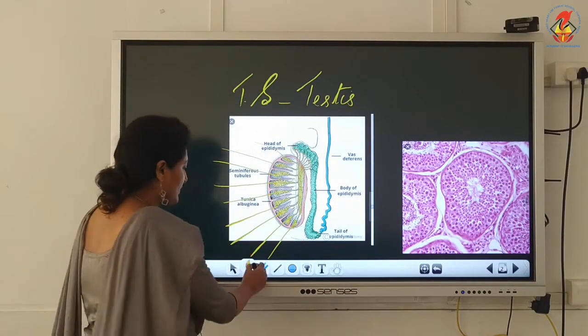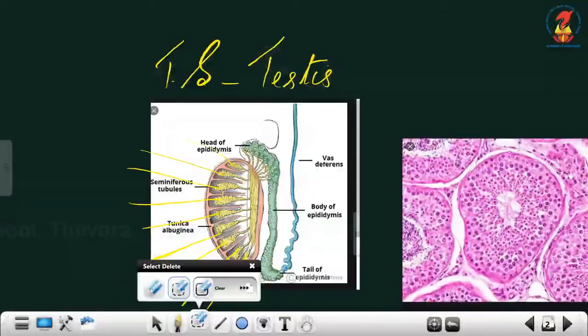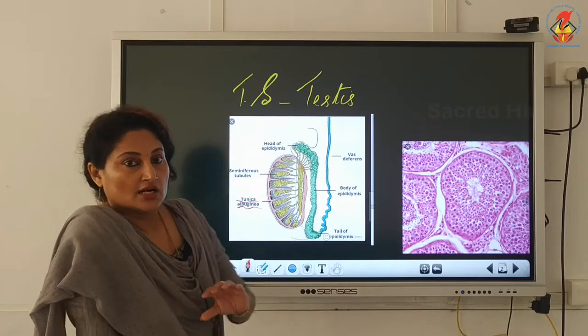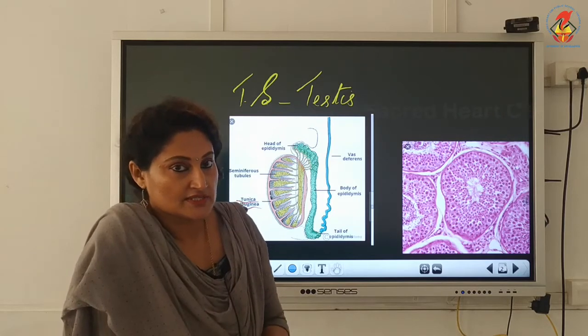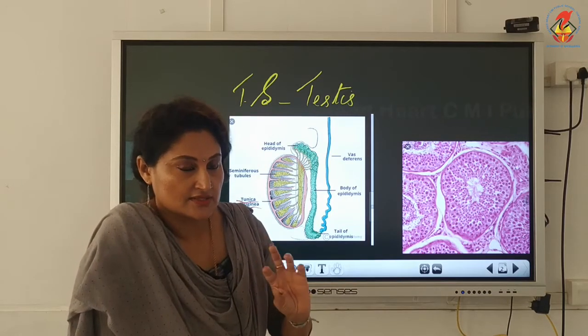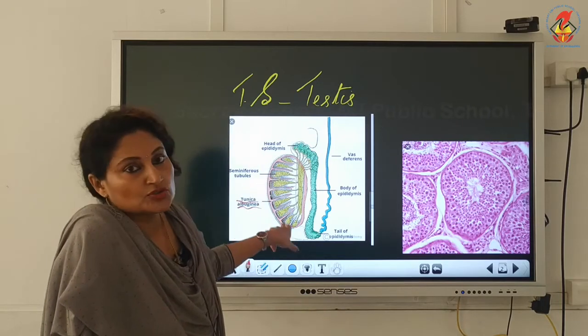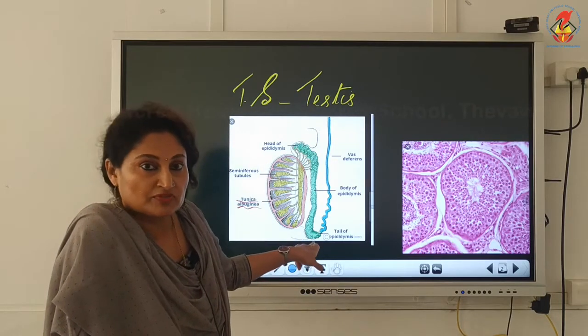And before that, you remember that the testis is covered by a fibrous membrane called tunica albuginea. Tunica albuginea is a fibrous membrane that surrounds the testis. It's a pair inside the scrotum, and each testis is divided into 250 lobules called seminiferous lobules.